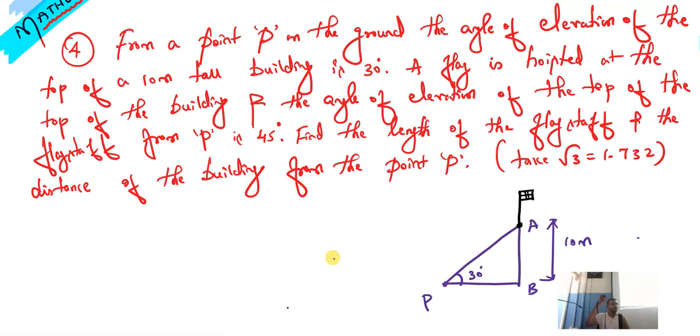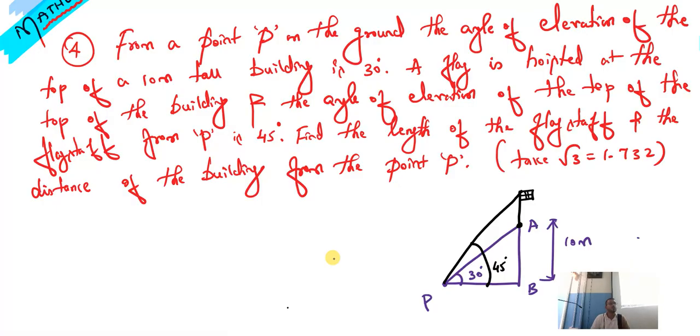Here I am hoisting a flag on the top of the building. A flag is hoisted at the top of the building, and the angle of elevation of the top of the flagstaff from P is 45 degrees. Again from the same point P, if I am seeing the top of the flagstaff, the angle of elevation is 45 degrees.